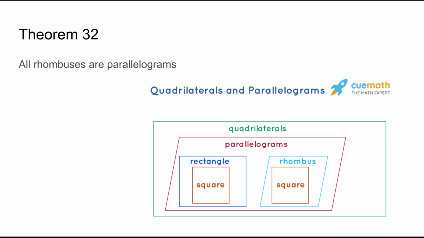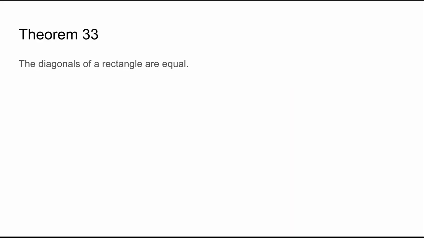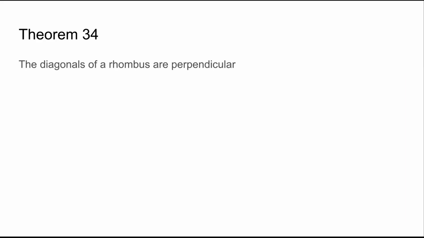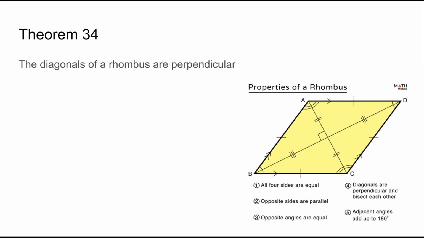Okay, all rhombuses are parallelograms, just like we talked about. Here's our diagram again with the rhombus. The diagonals of a rectangle are equal. So if we draw a line from the top to the bottom corner and the top right to the bottom left corner, these two lines that we create are equal. They bisect each other perfectly, right in the middle. The diagonals of a rhombus are perpendicular, so that means that they intersect at a 90-degree angle.